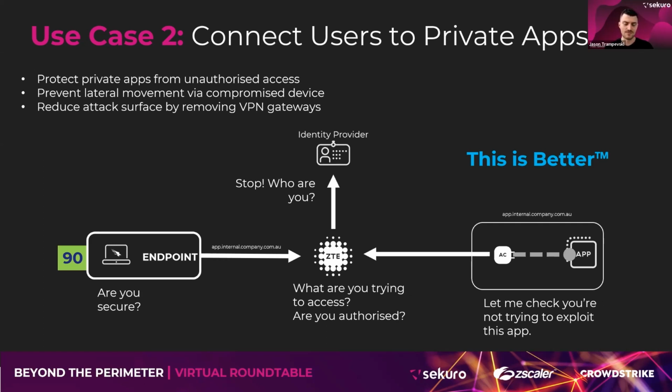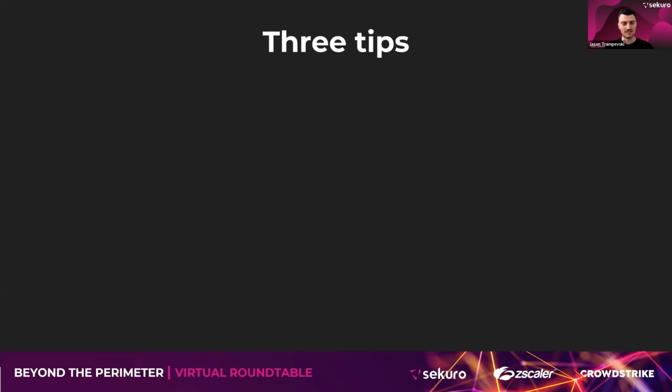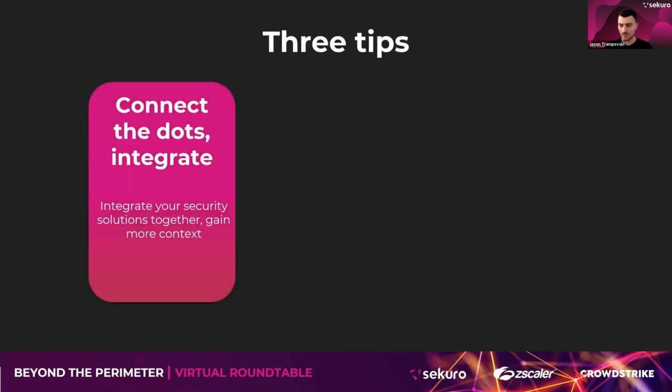Again, another really simple way on how we connect users to private applications, and how it doesn't need to be complicated. In terms of three takeaways or three tips that we'd like to leave you with, tip number one: connect the dots. Make sure that you're leveraging all the out-of-the-box capabilities that your technology solutions have. That might be via API integrations and connectors, and just make sure that they're working for you.